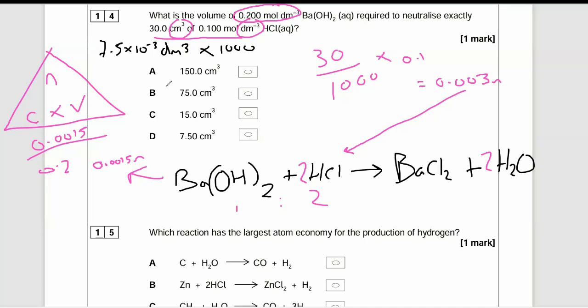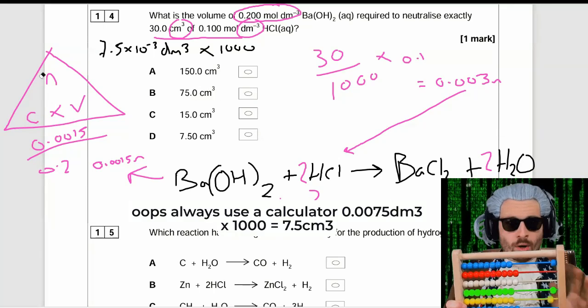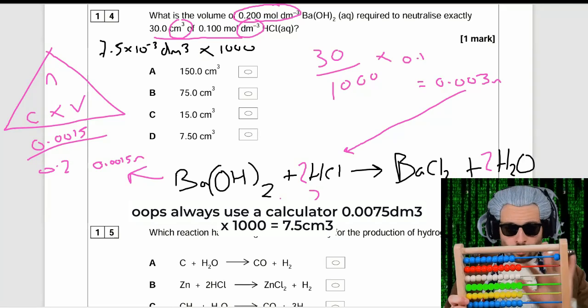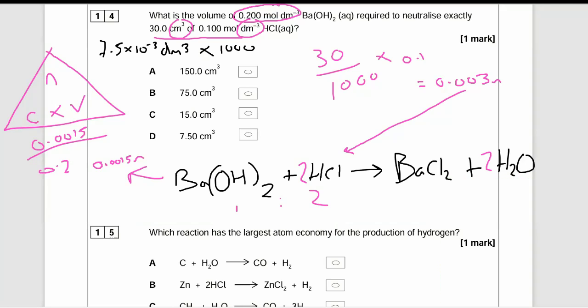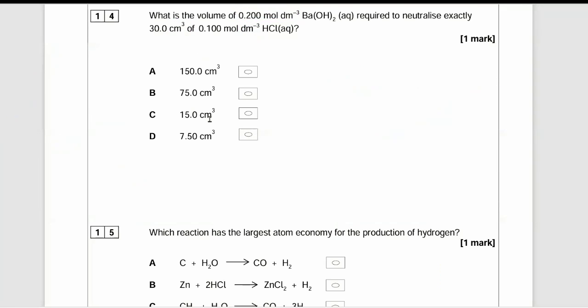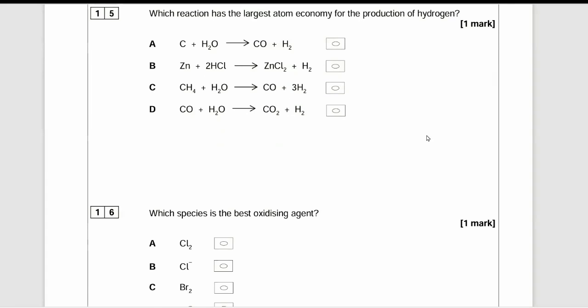Volume is in decimeters. So as the answers here are in centimeters cubed, I need to times by 1,000 to get centimeters cubed. It's not 75. I need to use a calculator. It's going to be 7.5. Sorry about that. So if you do 7.5 times 10 to the minus 3 times 1,000, the answer is 7.5 centimeters cubed. All right, let's go.